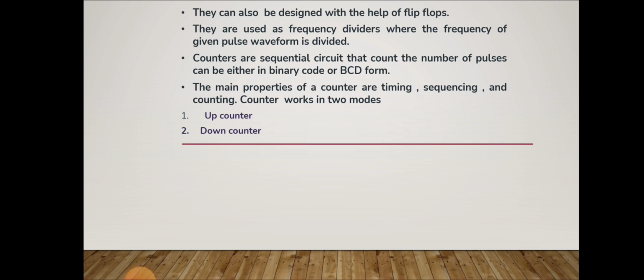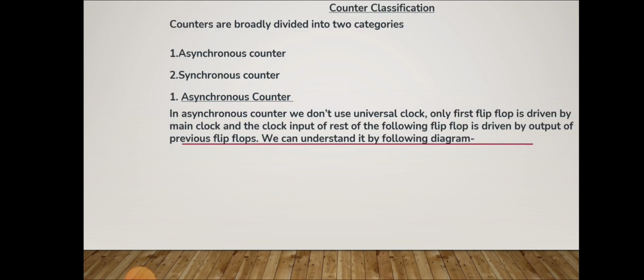If we talk about counter classification, counters are broadly divided into two categories: asynchronous counter and synchronous counter. An asynchronous counter is a counter in which we don't use a universal clock. Only the first flip flop is driven by the main clock, and the clock input of the rest of the following flip flops is driven by the output of the previous flip flops, and we understand it by the following diagram.